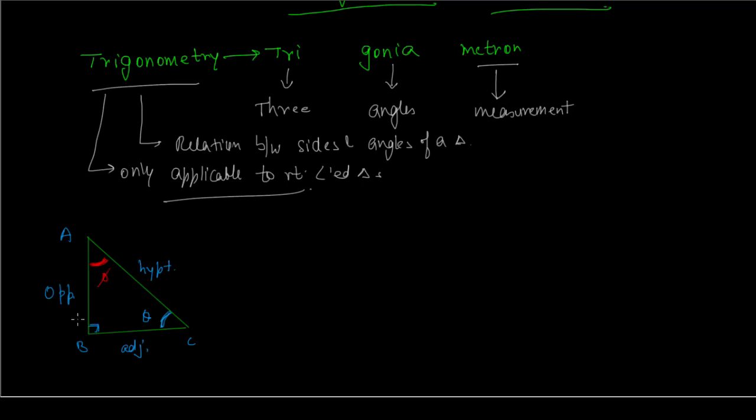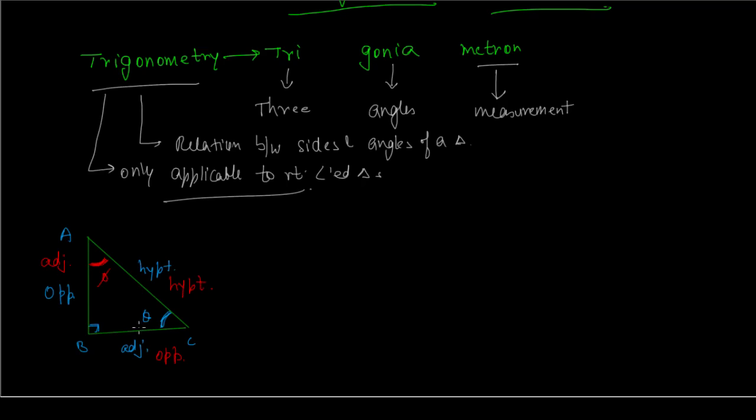For this angle, AB is the adjacent side. It is the adjacent side because it's adjacent to this angle. And BC is the opposite side for this red angle phi. And AC will always be the hypotenuse. So with respect to the angle we are considering, the function changes, and the side's name also changes with respect to the angle we are taking, right?